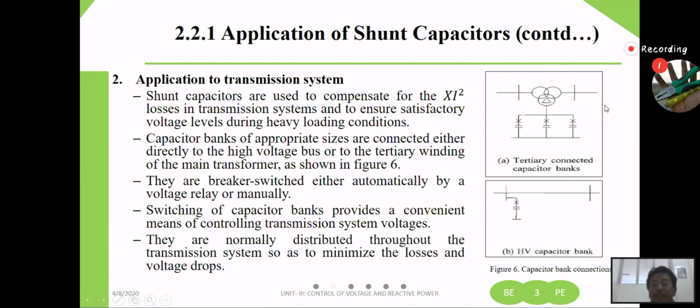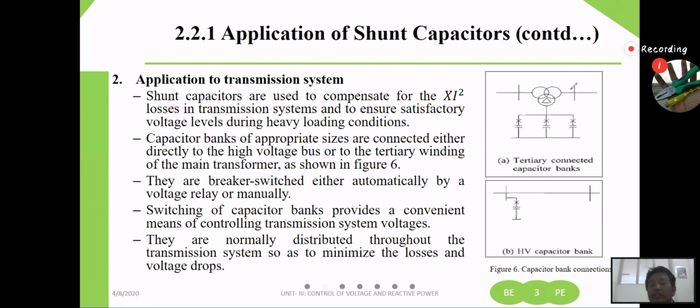Okay, so now the size of the capacitor will depend upon the individual, upon how much compensation you want. Theoretically we have to calculate it, but since this is only an application, you know that a capacitor bank of appropriate size can be connected. Okay, so there are two ways in which we can connect the capacitor bank.